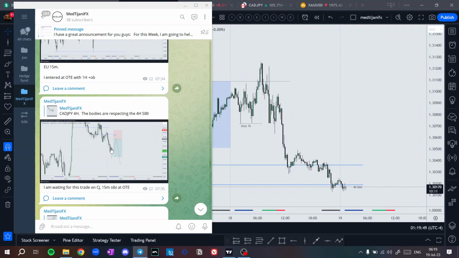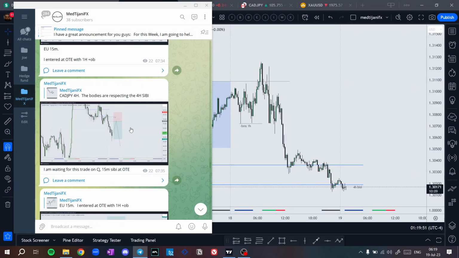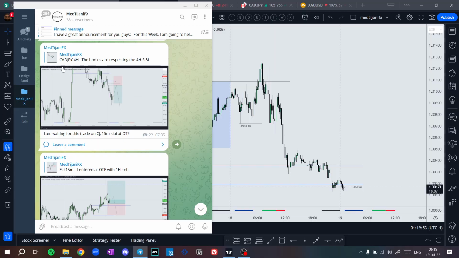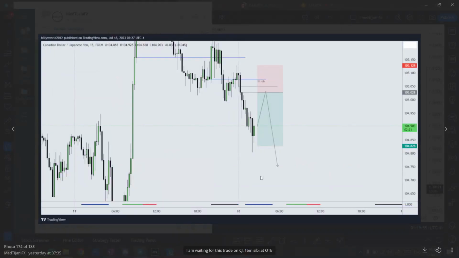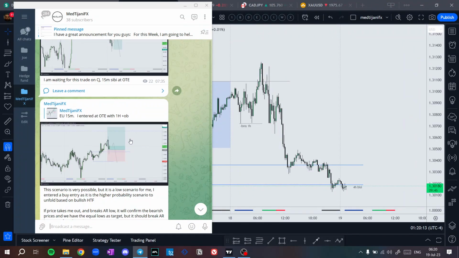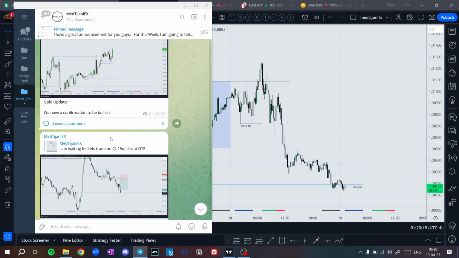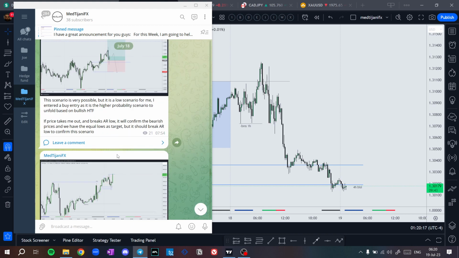Then, where is it? This is a trade on GBPJPY that I was waiting for. It didn't fill me in. Yes, price has given some entry here, but because I was already in a trade, I wanted this fair value gap to be filled.